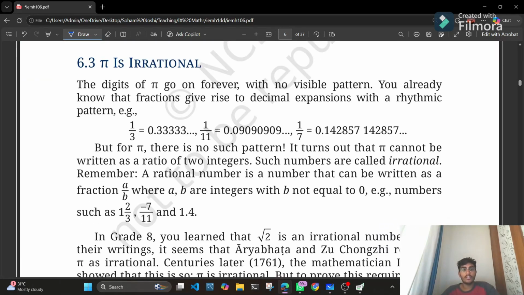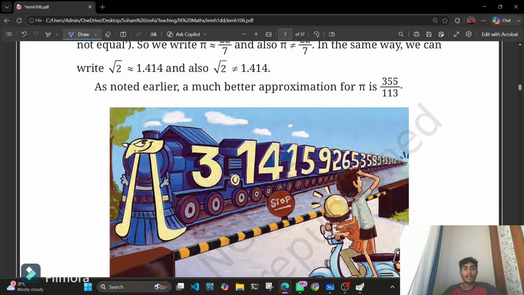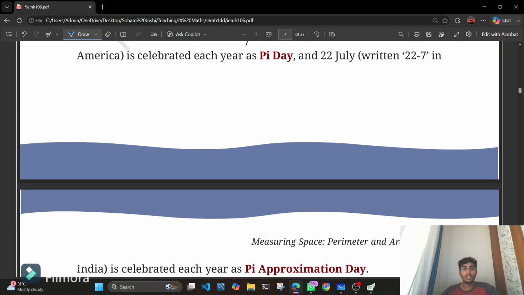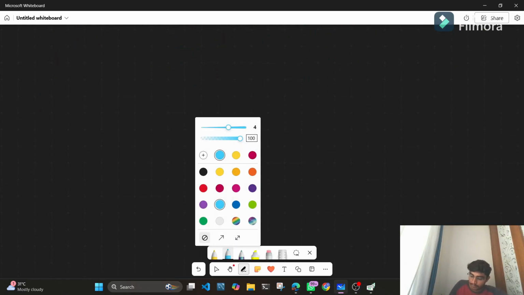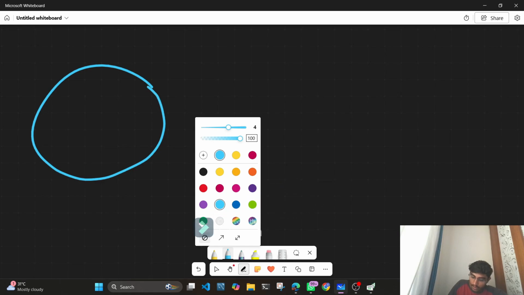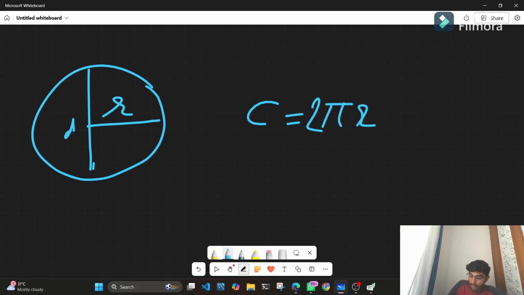Now what is the circumference of a circle? Next we need to learn the length, or the circumference, of the circle. Basically, the circumference of a circle with radius r and diameter d is given as 2 pi r.